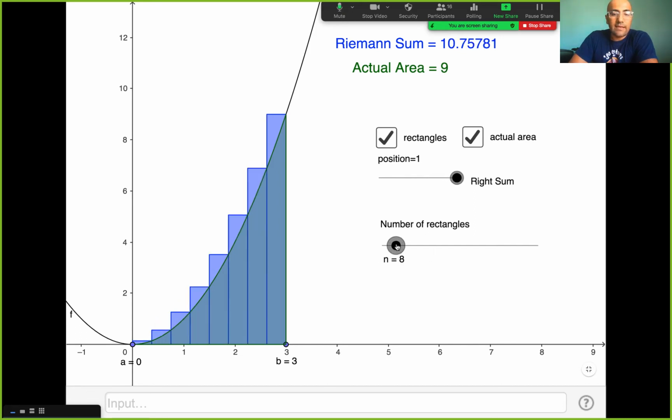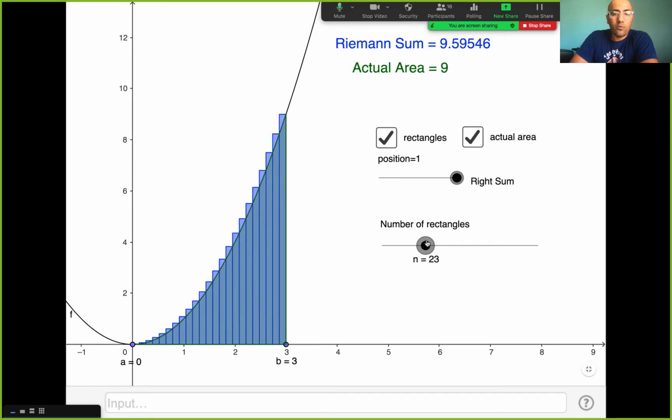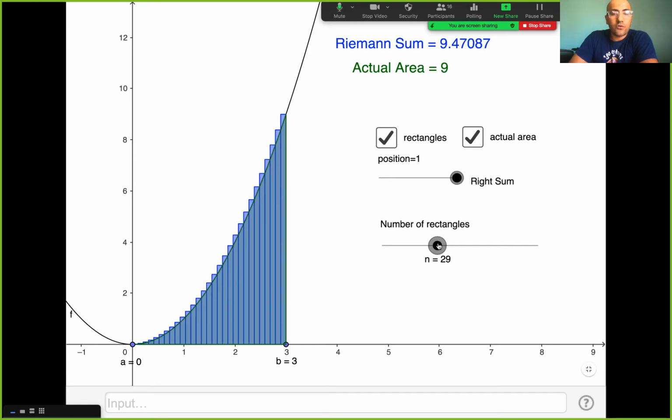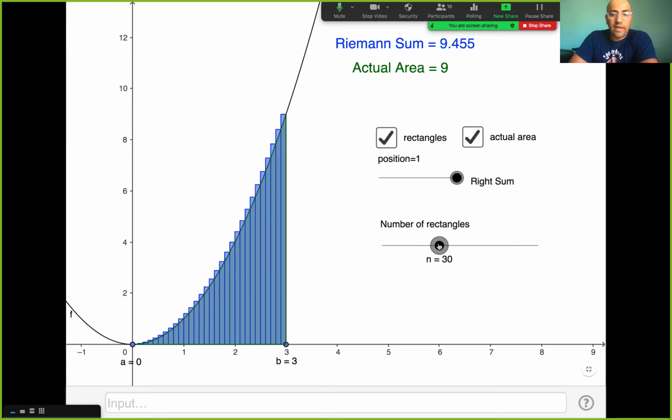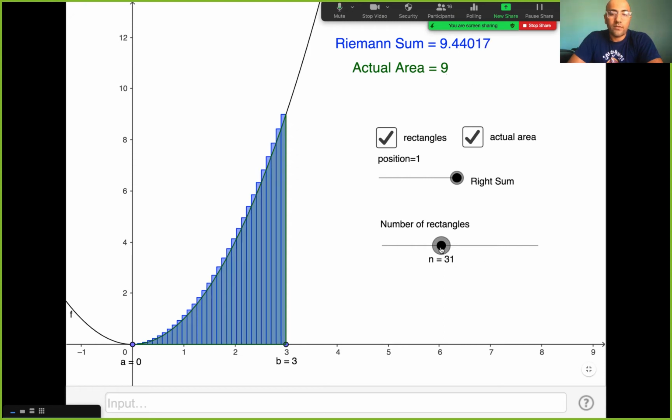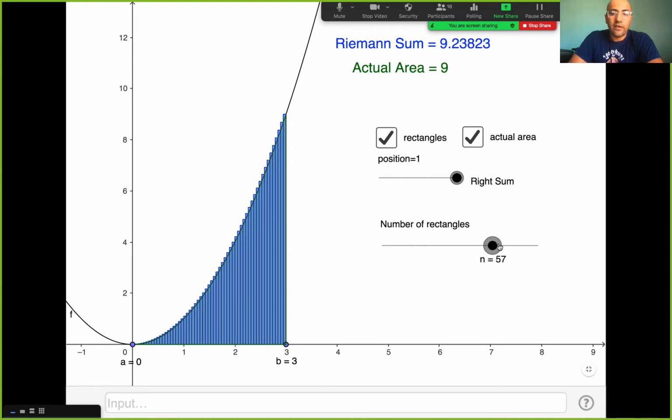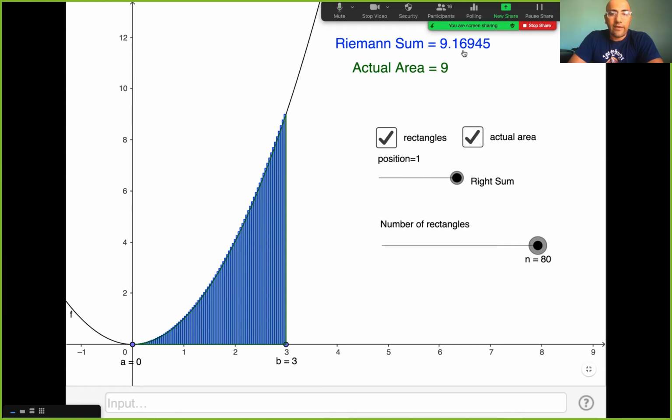But as we let n go to infinity, more and more, we get a closer and closer approximation. So at n equals 30, I already have a pretty good approximation. I'm overestimating it for sure, but it's a pretty good guess. So right now the area of all those rectangles is 9.455, when I know the answer should be 9. Right? So then we keep pushing, and when we get to about 80, look, we have a very good approximation.